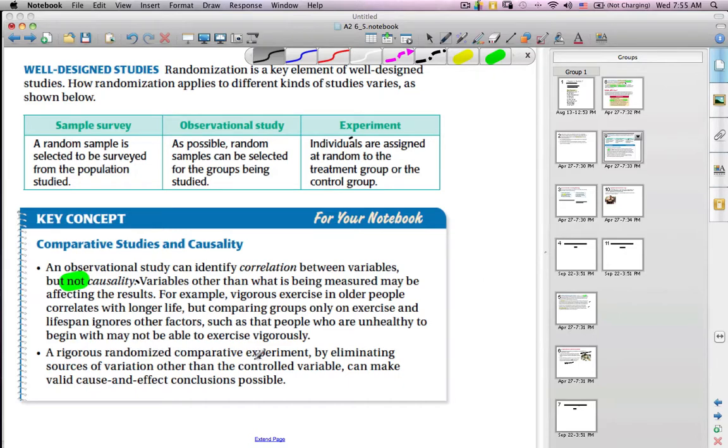A rigorous randomized comparative experiment eliminates other sources of variation. That's really important. That's why you have two groups that are identical except for one thing. It eliminates the other sources of variability, and it can make valid cause and effect conclusions. So it can be used to establish causality. All right, so it's important for you to determine that. An observational study is not going to determine cause, but a really well put together randomized comparative experiment can determine cause. That's important.